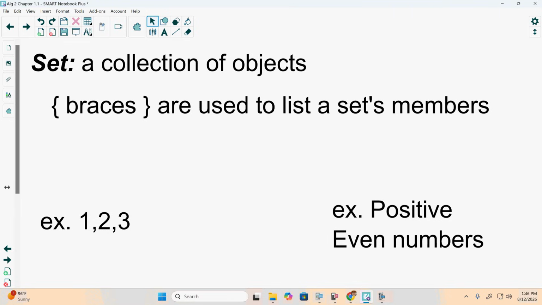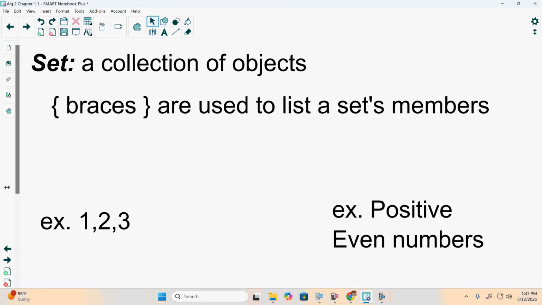Now, for the most part, we're used to a set being a group of numbers or symbols. It does not have to be a group of numbers or symbols. We could talk about a set being a group of book titles. That could be a set. We could have names, places. It's just a group of objects.